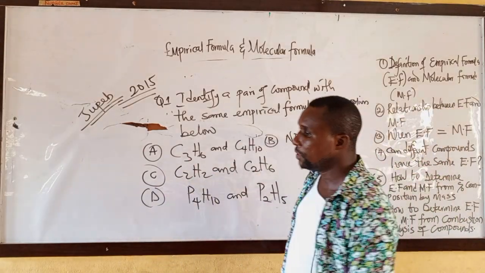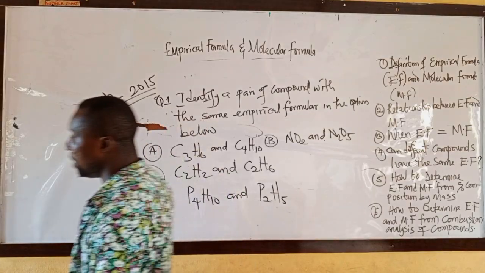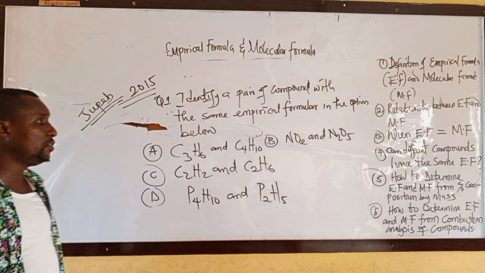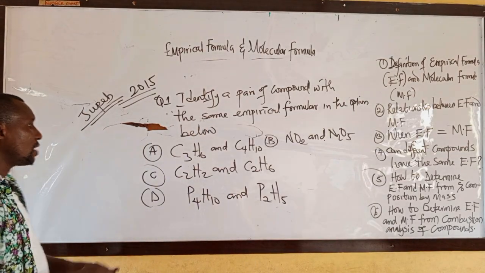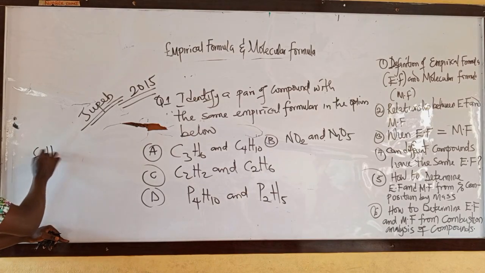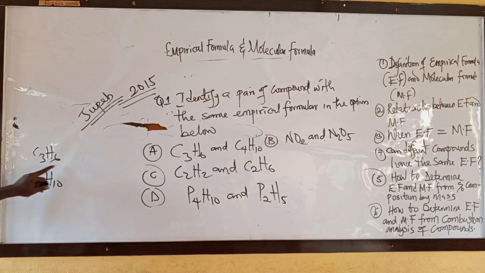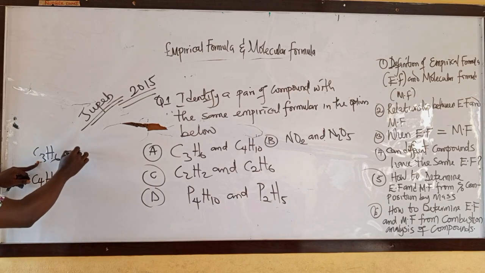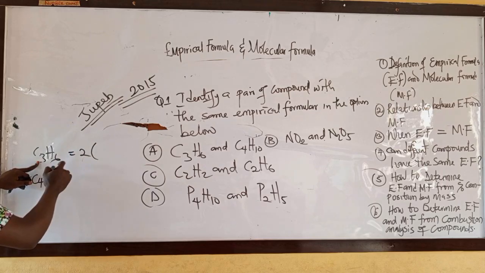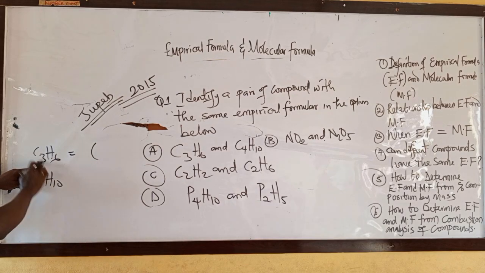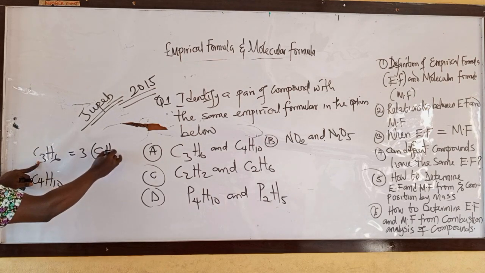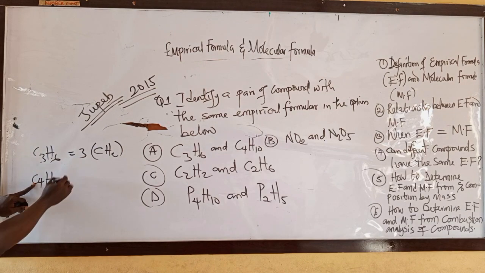That means with the same empirical formula. You can pause the video and do it. It's very simple. Look at C3H6 and C4H10. What is common to 6 and 3 is 3. So for C3H6, that means we have C and H2 left. Look at this one. What is common to them is 1.